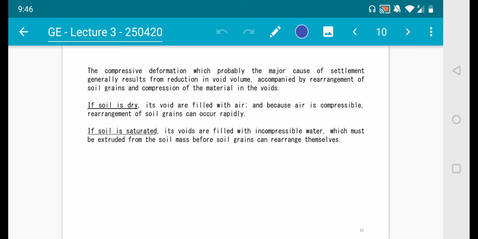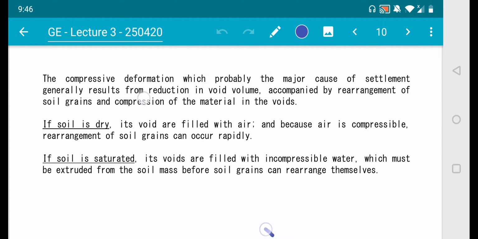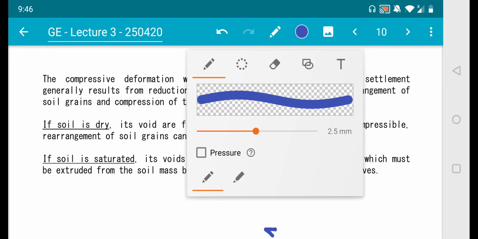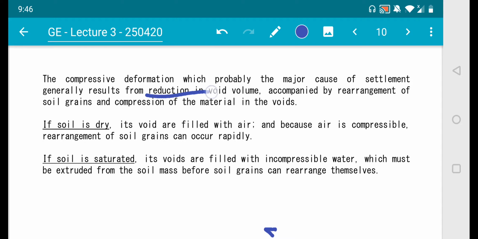Now let's move on to a more detailed study of different types of soil. The compressive deformation, which is probably the major cause of settlement, generally results from, and here is the main keyword, the reduction in void volume, accompanied by rearrangement of soil grains and compression of the materials in the voids. This is very basic, and you should know the mechanism behind compressive deformation.